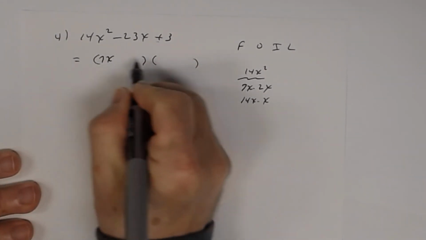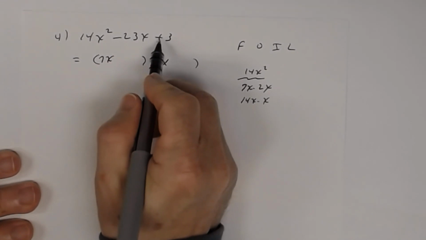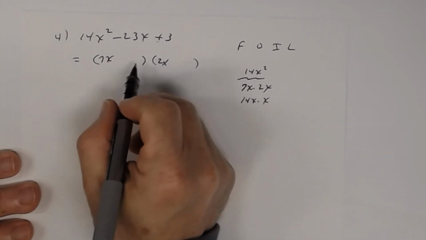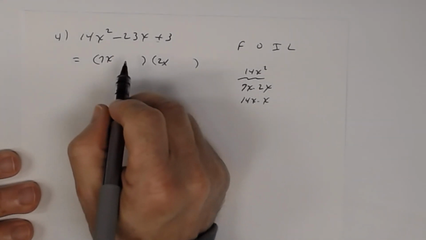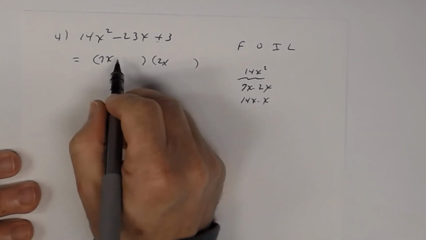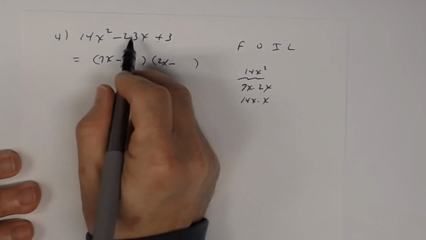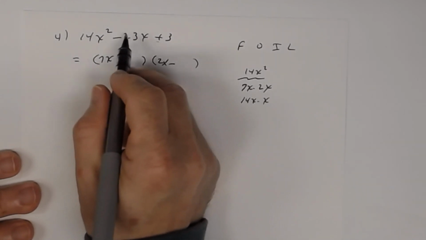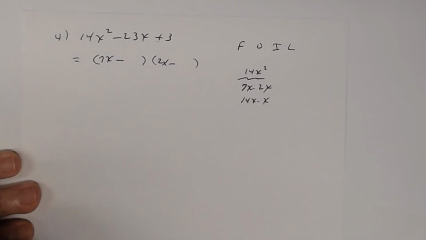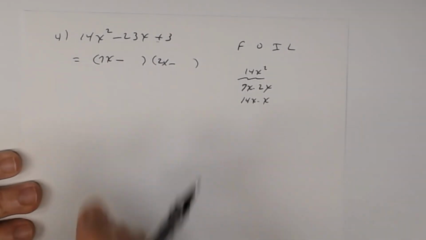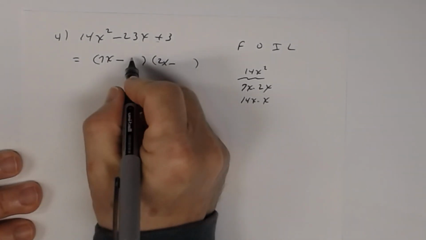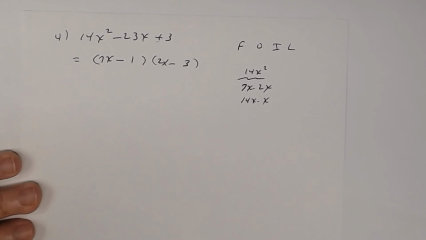So let's put 7x and 2x. The last sign's positive, so in order to get a positive 3 here, you have to say negative times a negative or a positive times a positive. And you know they both have to be negative because when you do the outer and the inner, they have to add up to be a negative 23x. And for 3, let's go ahead and put 1 here, 3 there, and see if it works. Remember trial and error, right? That's all that is.